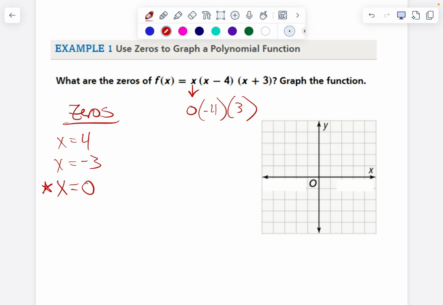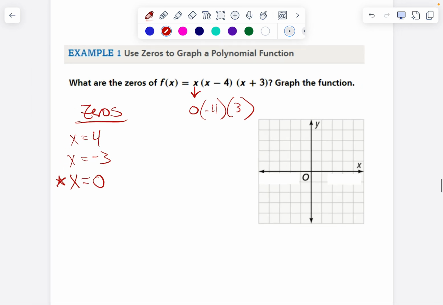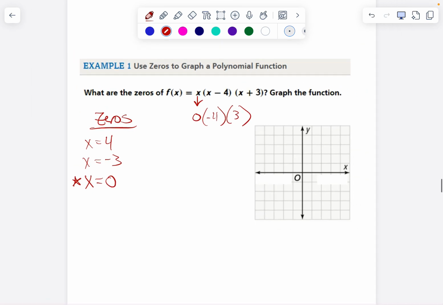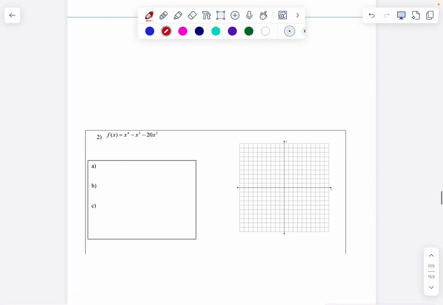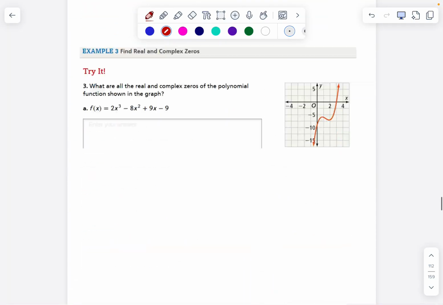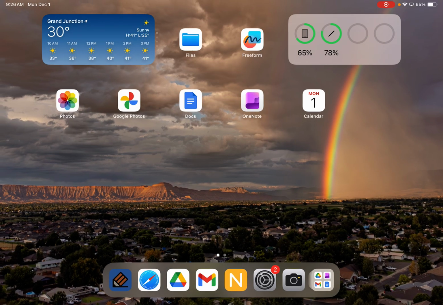Somewhere in that polynomial, something is 0, which makes the whole thing 0. Don't forget that one out front. That's a big deal. Okay. So on your paper, I might have to add it in here. Hold on.